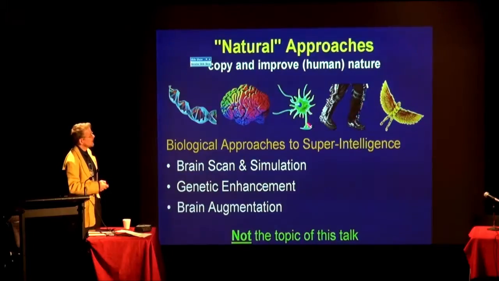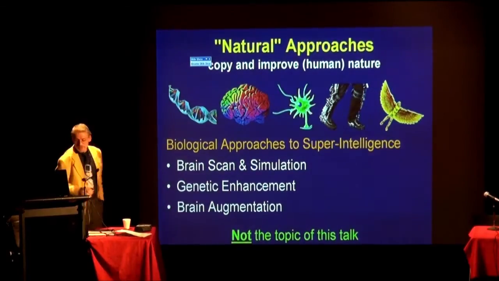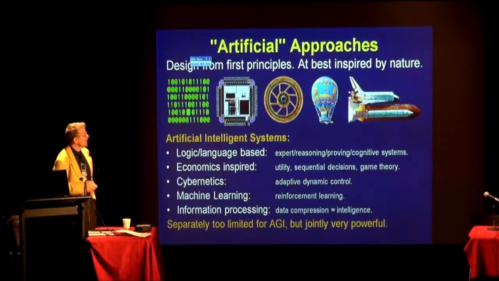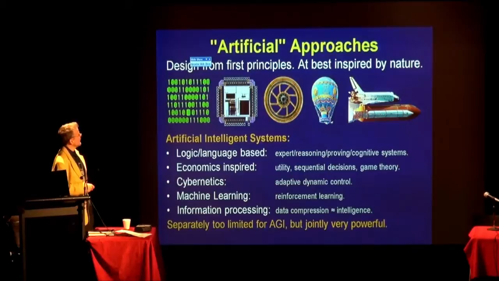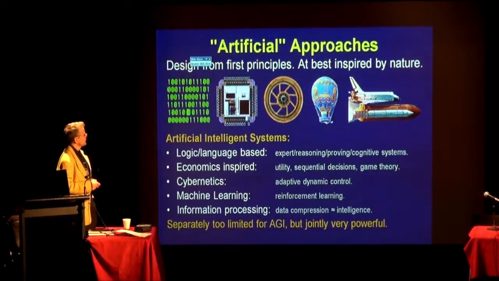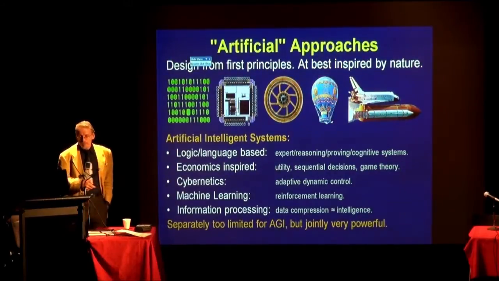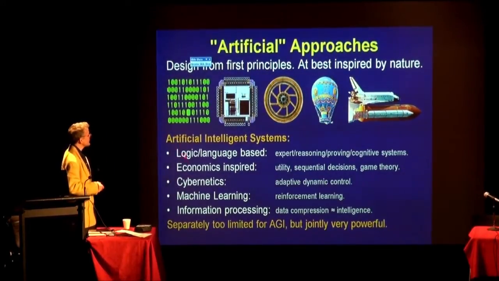I'm not interested in building artificial legs, or artificial wings. I'm interested in building a wheel, right? This is not copied from nature, or a rocket or something. And there are various artificial approaches which people have tried in the last 60 years. We have listed maybe the major ones.